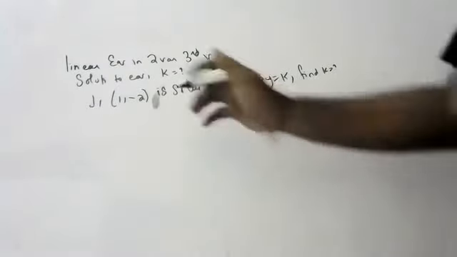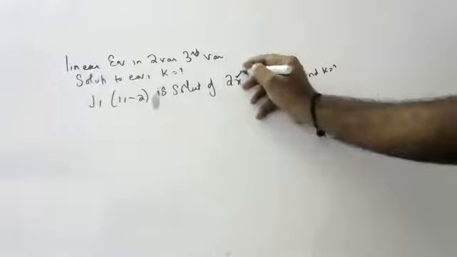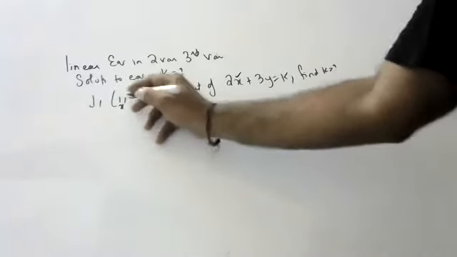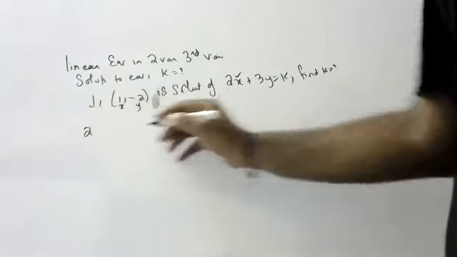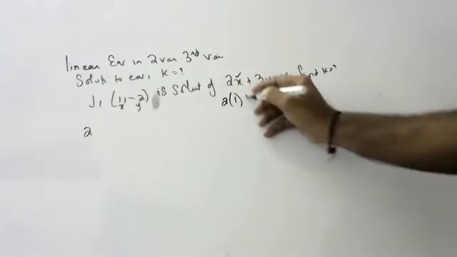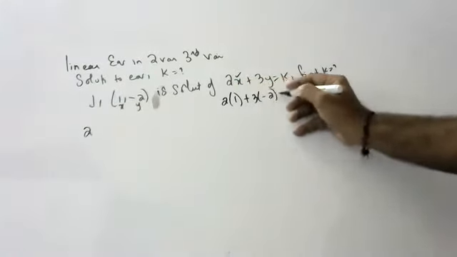Okay, children. So it is like this. x is always this, y is this: x coordinate and y coordinate. So 2 into 1 plus 3 into minus 2 is equal to k.